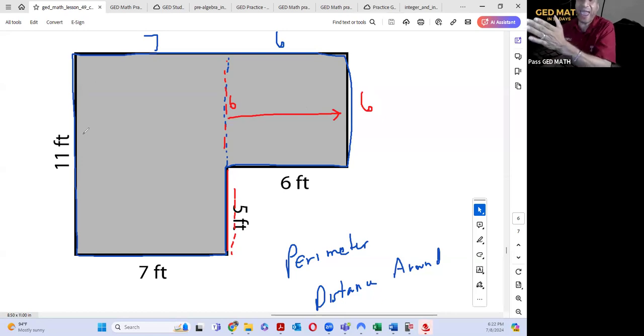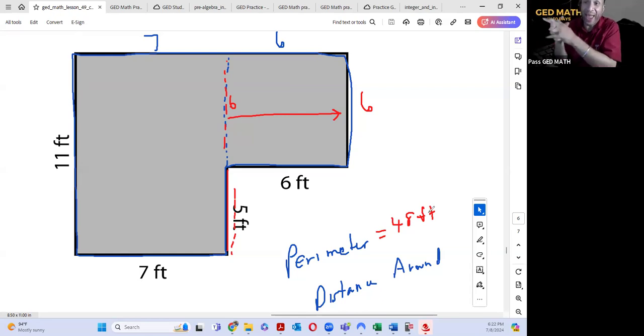And then we just add these numbers up. 11 plus 7 is 18. Plus 6 is 24. Plus 6 is 30. Plus 6 is 36. Plus 5 is 41. Plus 7 is 48 feet. So our perimeter is 48 feet. Not 48 feet squared or 48 square feet, because that only has to do with the area. The perimeter is 48 feet.